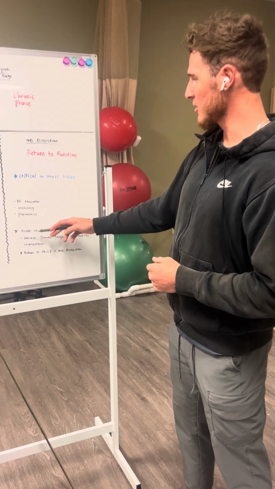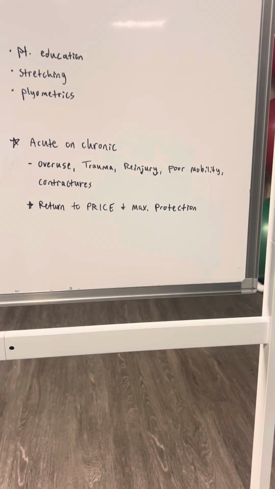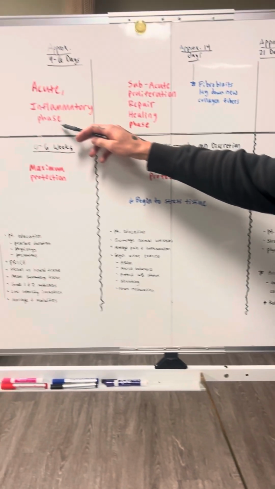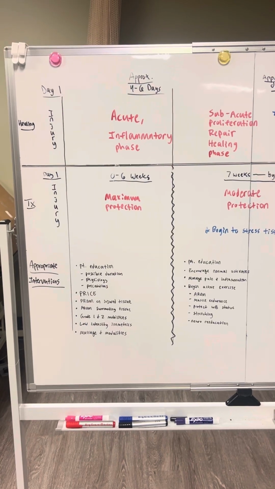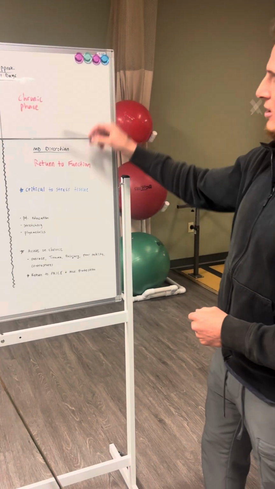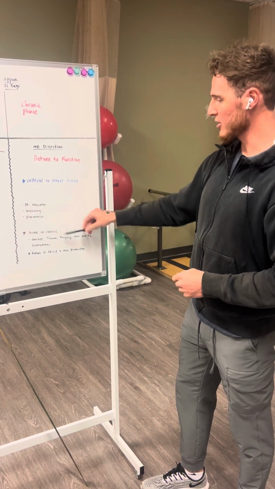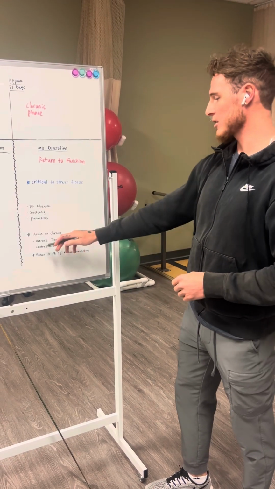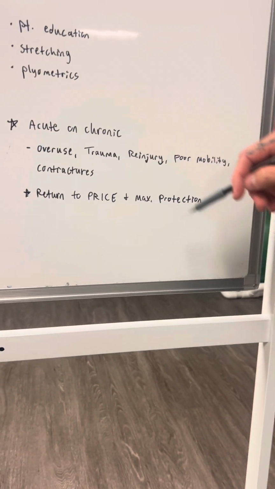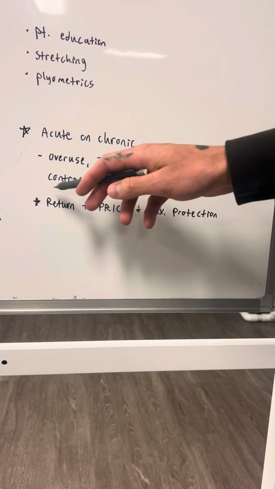There's also something here in the return to function phase. It's called acute on chronic. So remember, back here in this acute and inflammatory phase, those 5 cardinal signs of inflammation. So acute on chronic, while we're in this chronic phase of healing where we're returning to function, this is going to be a complication that we might have, and this can come from overuse, trauma. You may have re-injured what was already injured in healing, poor mobility, and contractures.